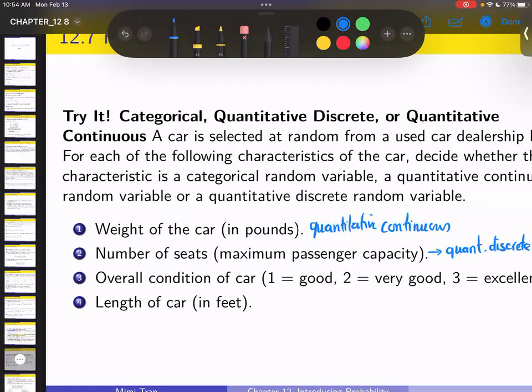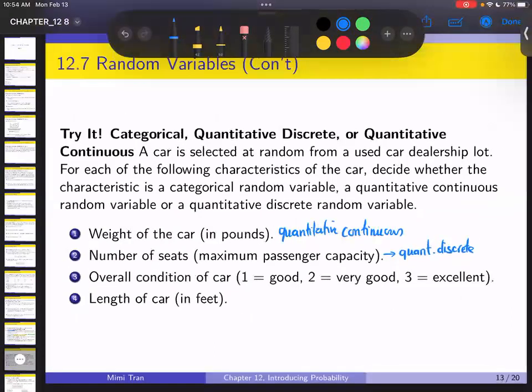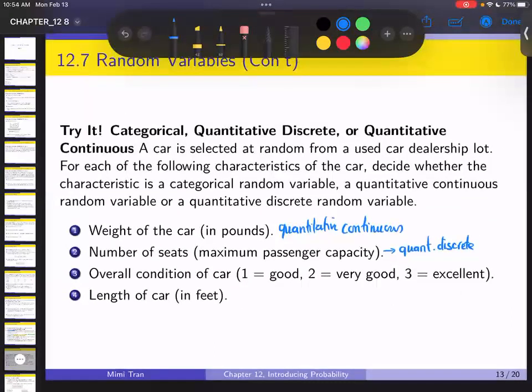Overall condition of a car. I'm going to assign number 1 if it's good, number 2 if it's very good, number 3 if it's excellent. First of all, is it categorical or numeric or quantitative?